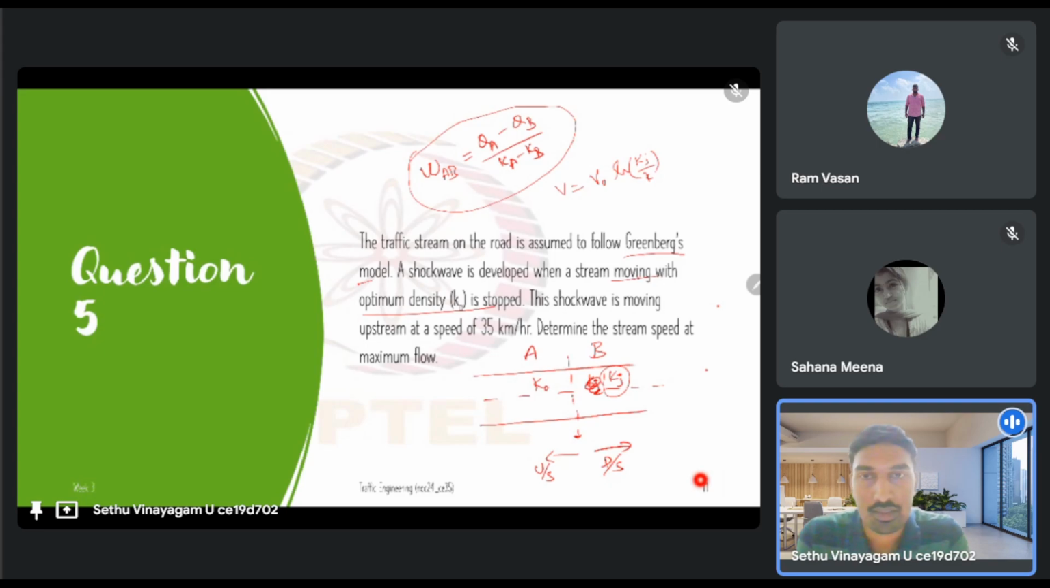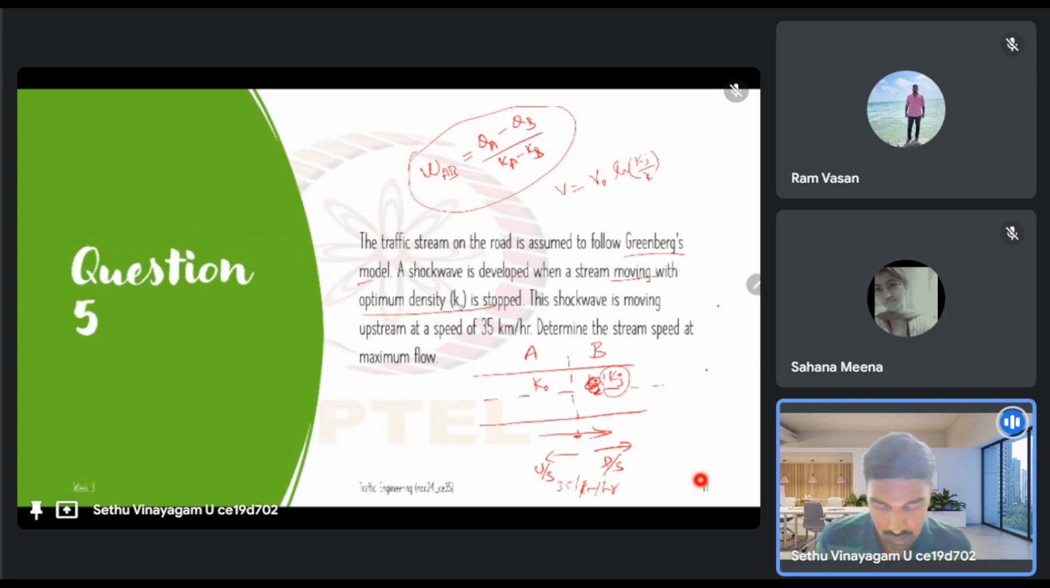Now what else do we know? This shock wave is moving upstream at a speed of 35 kilometers per hour. So the shock wave is moving in the upstream direction at 35 kilometers per hour. If it is moving upstream, what does it mean? It is a backward shock wave, because it is opposite to the flow of traffic. Traffic is flowing in this direction. Downstream is the direction in which the traffic flows, but this shock wave is moving in the upstream direction, which means it's a backward shock wave.